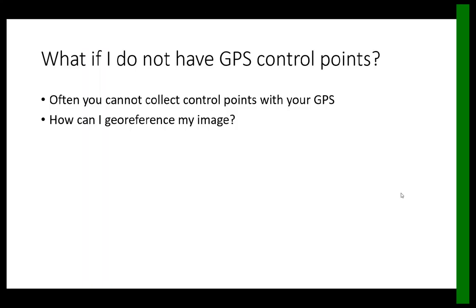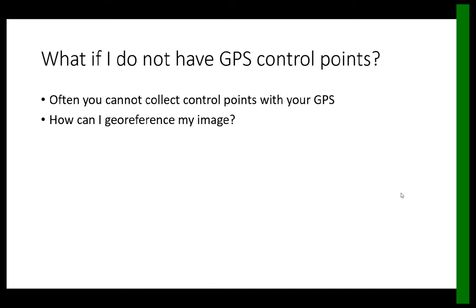Okay, so now what do I do if I don't have any GPS control points? A lot of times you can't collect control points with your GPS. Maybe the area is inaccessible, maybe the canopy is too enclosed and you can't get a good GPS signal. Is there any way that we can geo-reference this new image that you just stitched together?